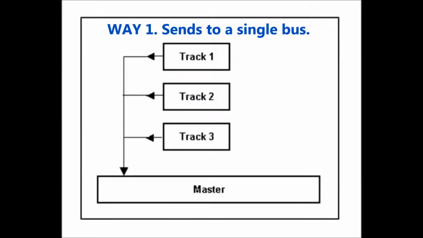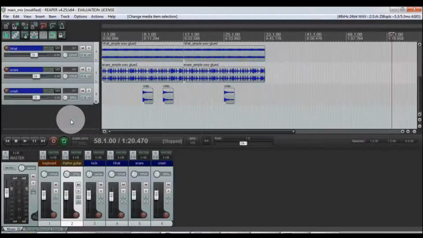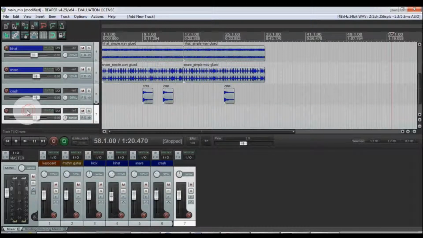In most DAWs, to create a submix you need to create a bus, add sends from each track that is to be included in the submix, and then disable the direct sends to the master from each of these tracks. You can use this method in REAPER. So, I'm going to create a new track, which will be the bus. I'll call it simply drum submix.